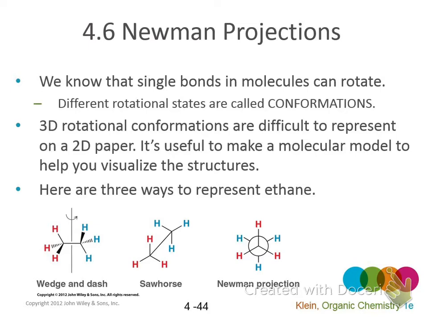Ethane, right? You could draw this as wedge and hatch, or they call it wedge and dash. I've always called them hatches; they call them dashes. It doesn't really matter. You could also do it as a sawhorse. A sawhorse is looking at it like this. I don't know if you can see that perspective, right? That is the sawhorse that looks like that.